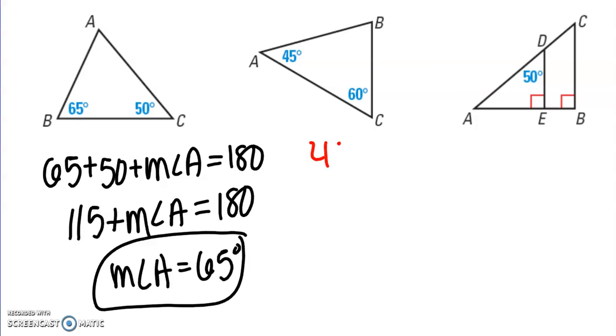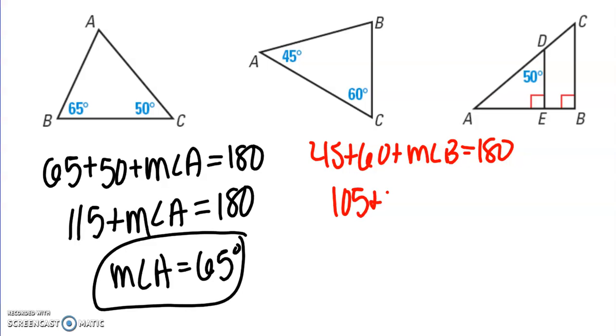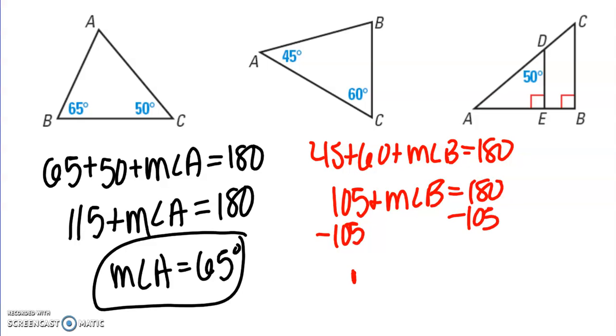Here, 45 plus 60 plus the measure of angle B equals 180. So that's 105. So 180 minus 105 is 75 degrees for the measure of angle B.